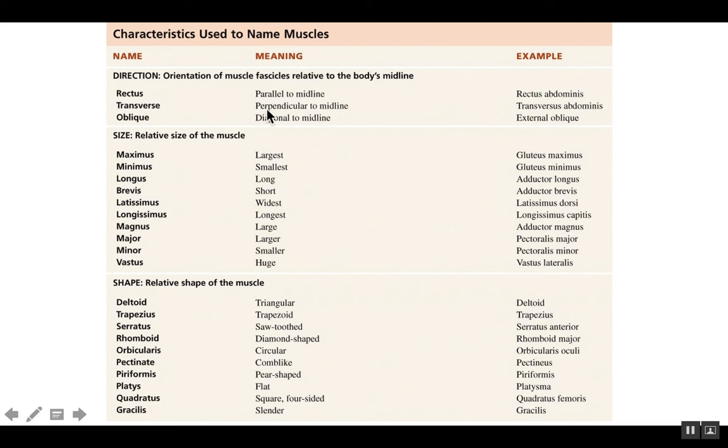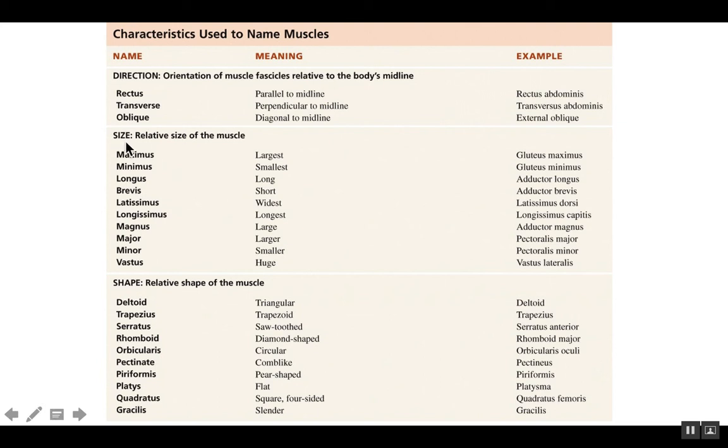Transverse means the muscle runs perpendicular to the midline. There's another example of this in your abdomen as well. The transversus abdominis runs perpendicular to the midline. And then if the muscle runs on an angle, we can use the word oblique. There's external and internal obliques that run on opposite angles in your abdomen.